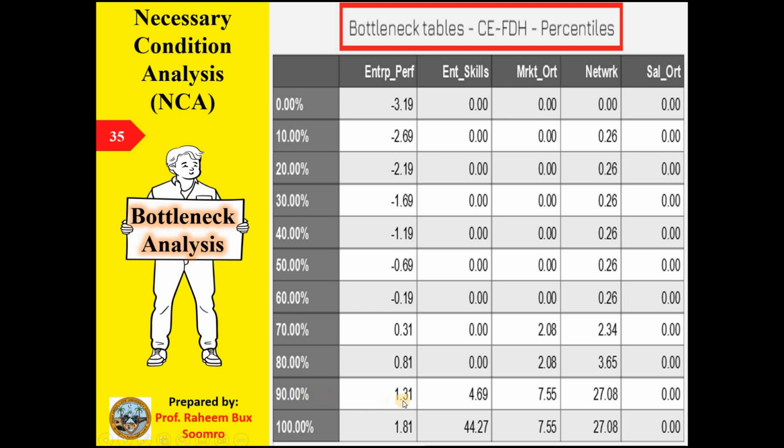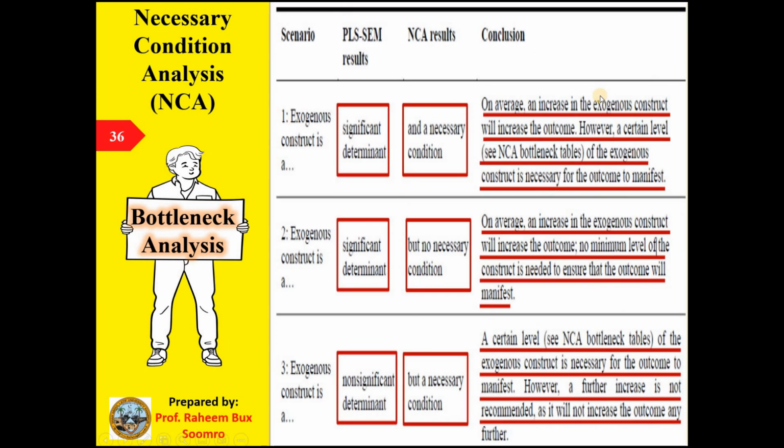If you want to reach 90%, then skill requires 4.69, market orientation requires 7.55, and network requires 27.08. And if you want to get 100% entrepreneur performance, then you require 44% from the entrepreneurial skills, 7.5 from the market orientation, and 27.8 from the network. So these are the necessary conditions, which we already understood and discussed in the previous slides.